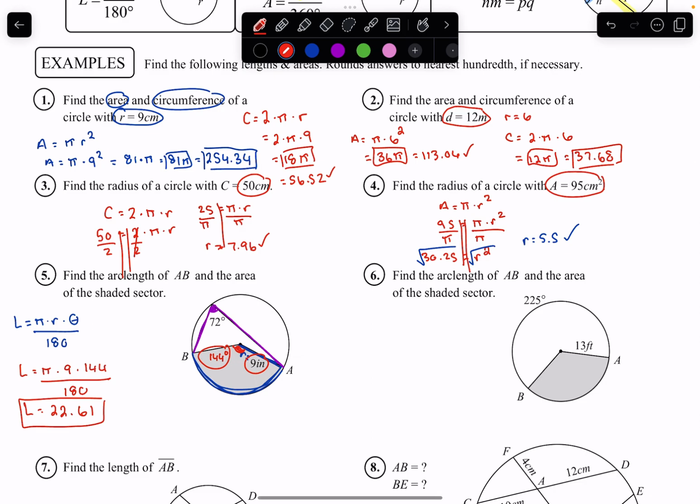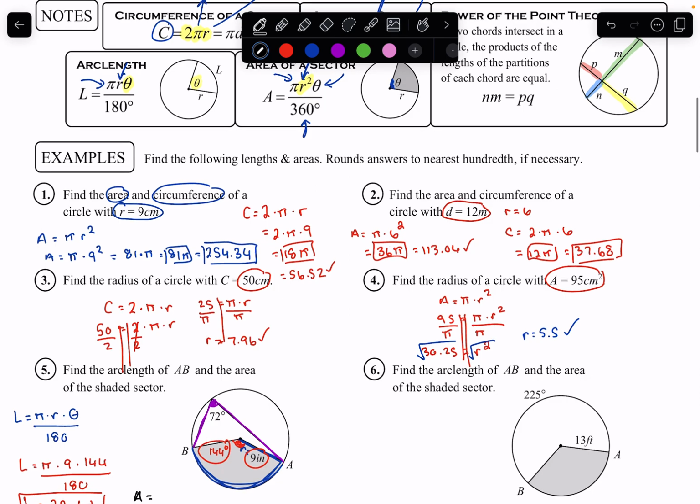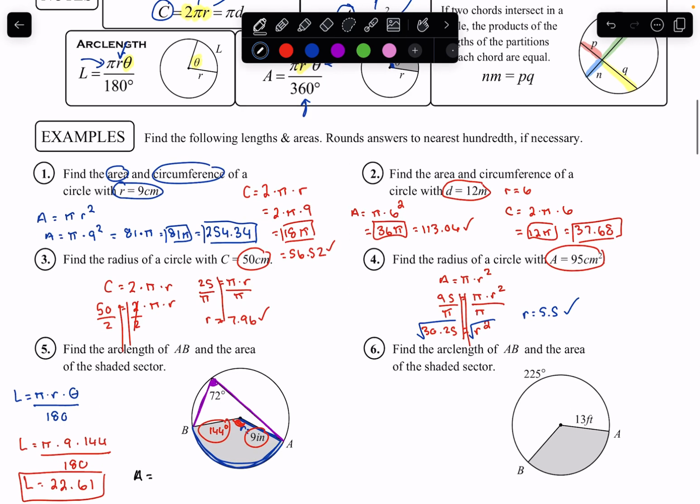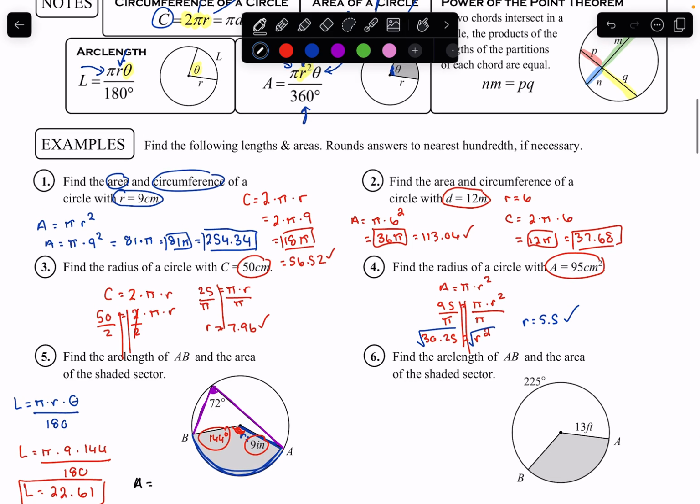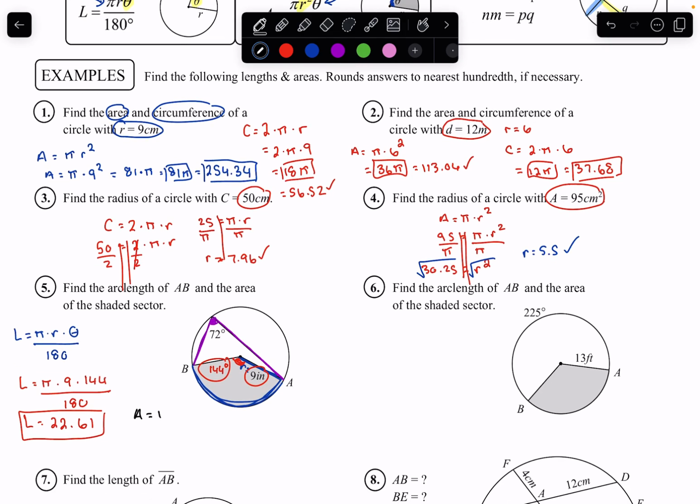Now to find the area of the shaded arc, sector, whatever you want to refer to it, the shaded area there, the area of that sector is going to be, same formula, almost. I don't really expect you to memorize this one, so you can always flip to the top and get it, but it's pretty similar, right? Pi times radius squared times the angle, but this time we divide by 360 degrees. I don't need to find anything. I already found it in the last problem. So pi times 9 squared times 144 divided by 360.